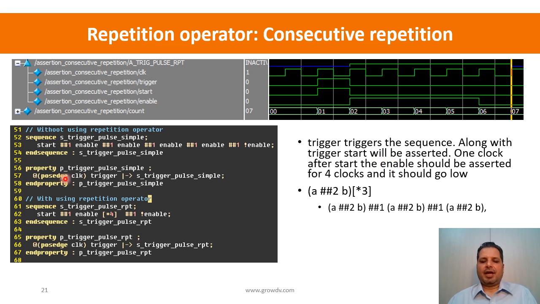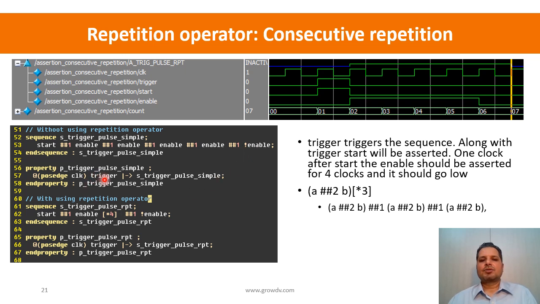Now we have 2 ways in which we can implement this. First, look at how we would implement this if we are not using any consecutive repetition operator. Here we are defining a sequence, trigger pulse simple. We are saying start, and after start, 1 clock later enable gets asserted, and then we have 1, 2, 3, 4, each of them separated by a 1 clock delay with a double pound 1, and then another double pound 1 because we are explicitly saying that the enable should go low. Then we are making sure that we are deasserting the enable. This is the sequence that we have created.